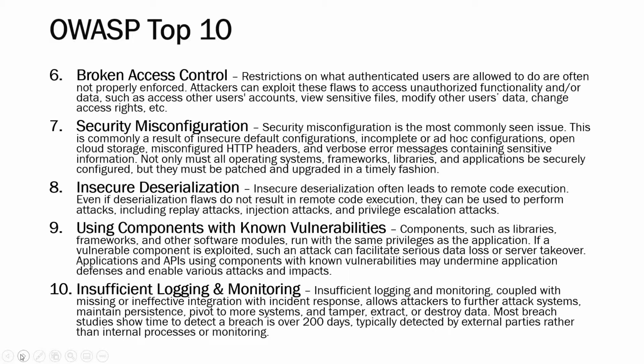Number 8 is insecure deserialization. So what happens is when you deserialize code from serialized data, it can expose a lot of vulnerabilities. If you want to really understand this, I can showcase it to you, what exactly can happen when you have insecure deserialization. Then using components with known vulnerabilities, that's number 9.